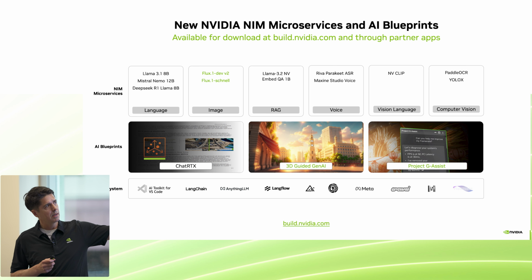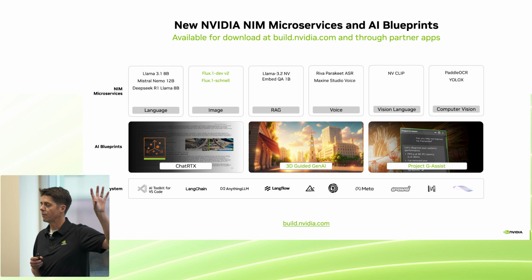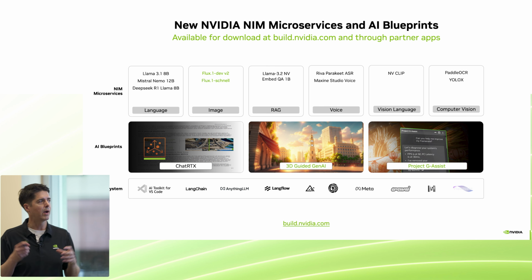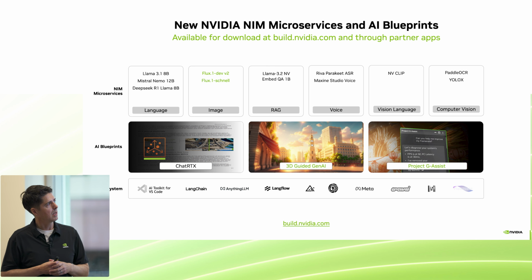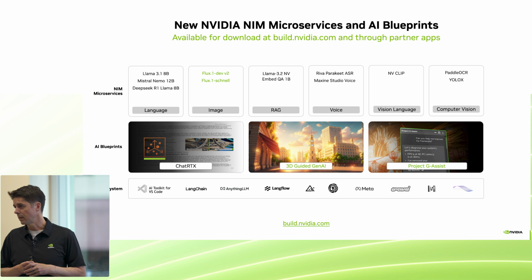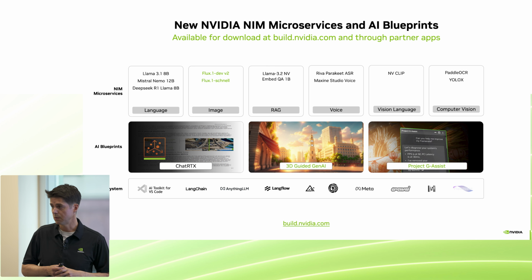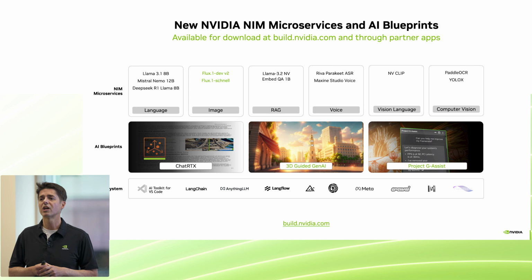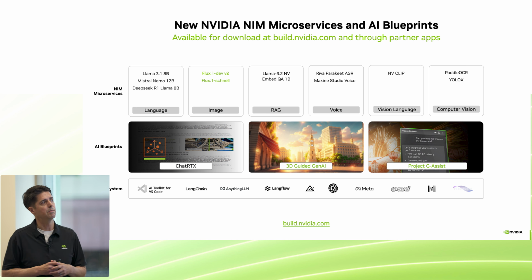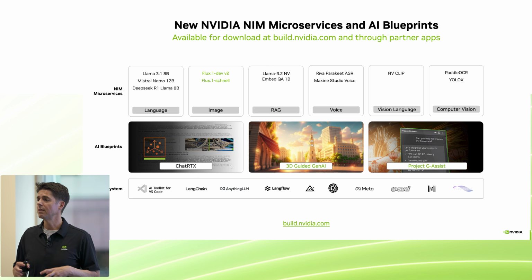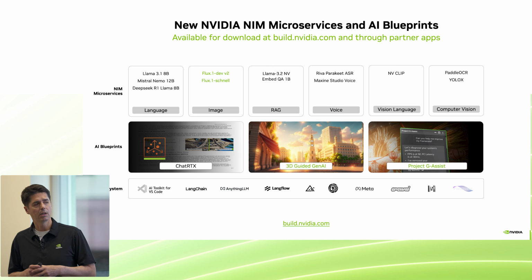These are all of the models that we have released to date as NIM for RTX, and you can see they're for a wide variety of use cases. There are language models, LLMs. There are image models, like Flux that I just mentioned. We also just announced 2 new ones: version 2 of Flux, which was just released, and Flux Schnell, which is a faster version of Flux. There are models for retrieval augmented generation, this is an embedding model. Models for speech recognition and for improving voice quality. Models for computer vision, and models for vision language.